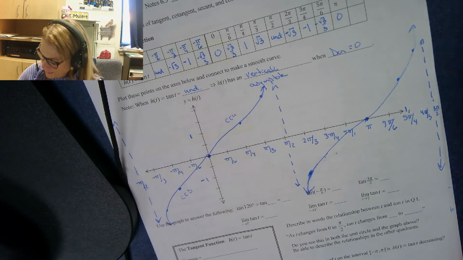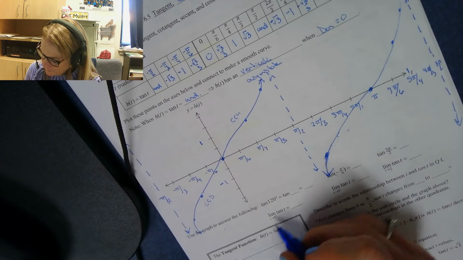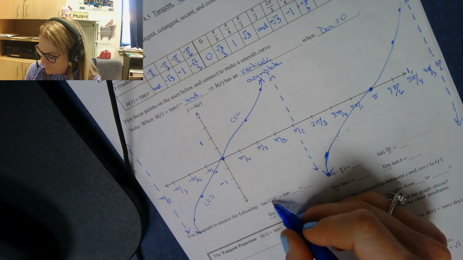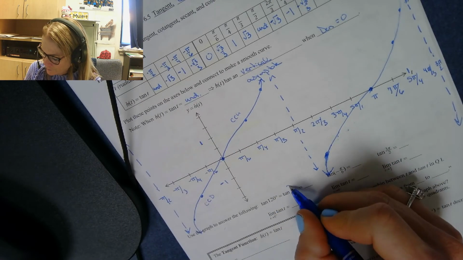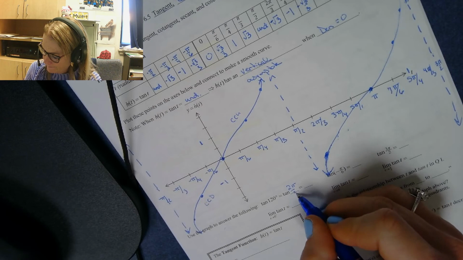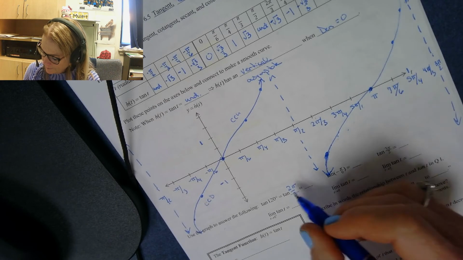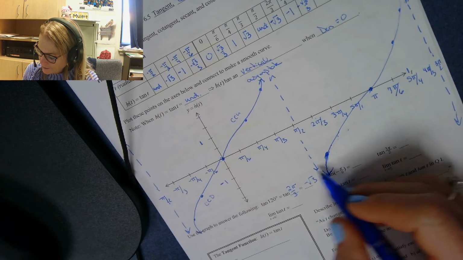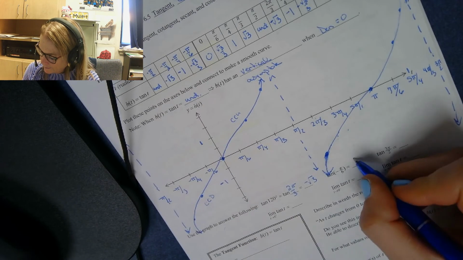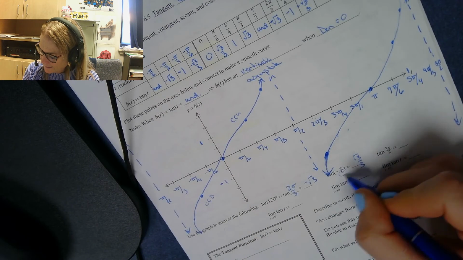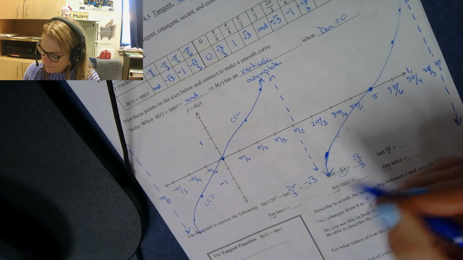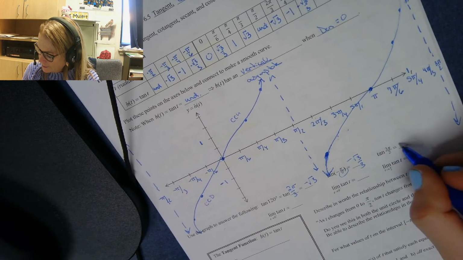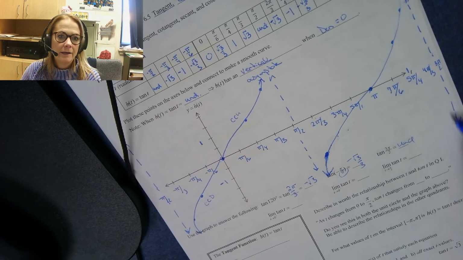Tangent of 120. If you think of this as 2 pi over 3, which is right here, that's your negative 1.7. Tangent of negative pi over 6 is going to be root 3 over 3, because you see that pi over 6 right there, and go that way, that's quad 4, negative. And tangent of 3 pi over 2 is undefined. You can see that here.